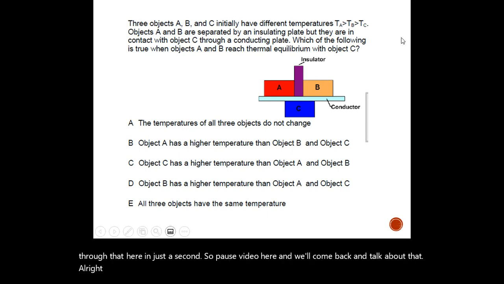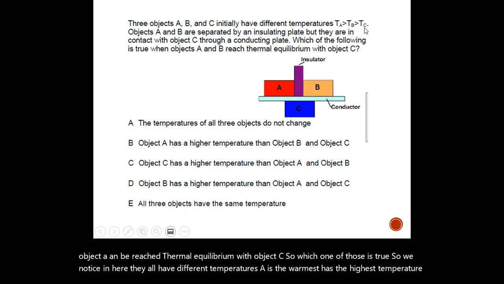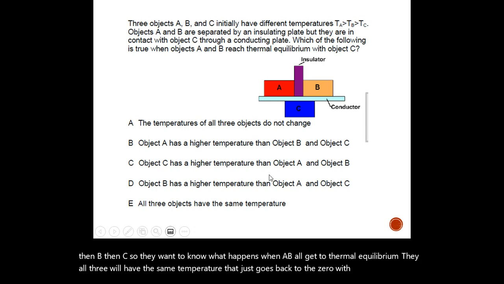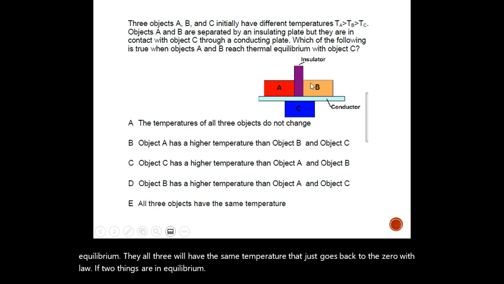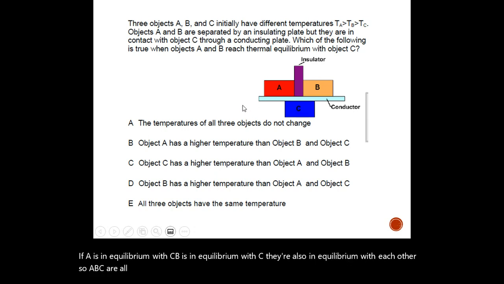All right, now that you have unpaused, we want to know which of the following is true when object A and B reach thermal equilibrium with object C. So which one of those is true? So we notice in here they all have different temperatures. A is the warmest, has the highest temperature, then B, then C. So they want to know what happens when A and B all get to thermal equilibrium. They all three will have the same temperature. That just goes back to the zeroth law. If A is in equilibrium with C and B is in equilibrium with C, they're also in equilibrium with each other. So A, B, and C are all in equilibrium with each other.